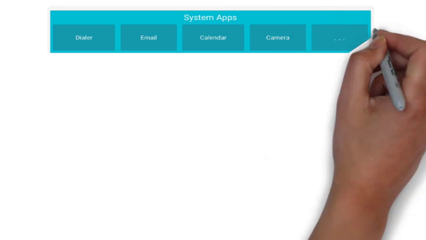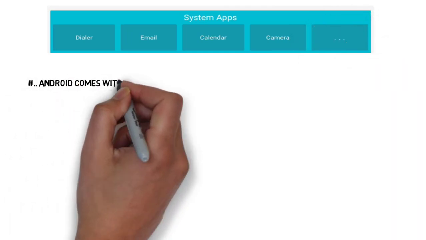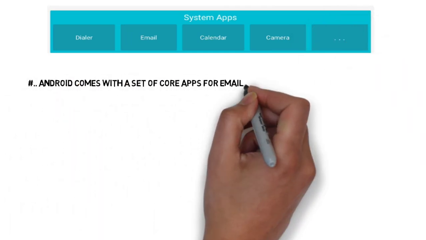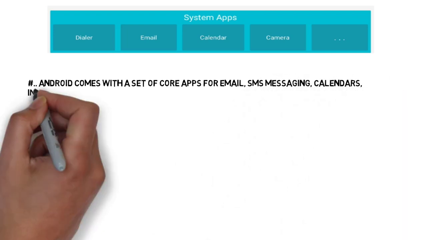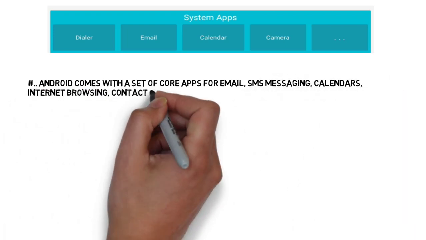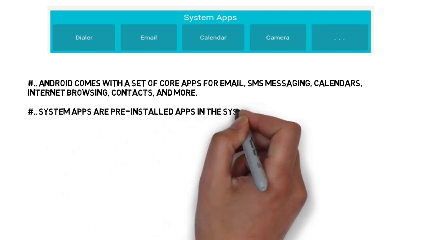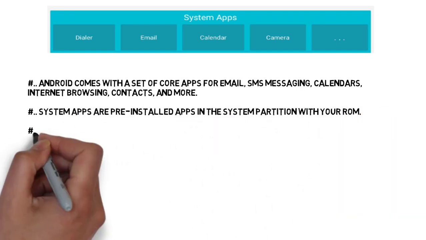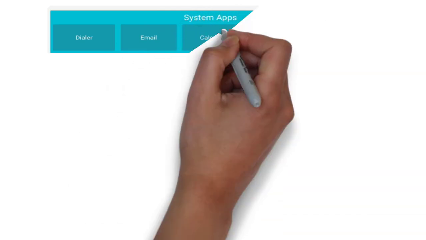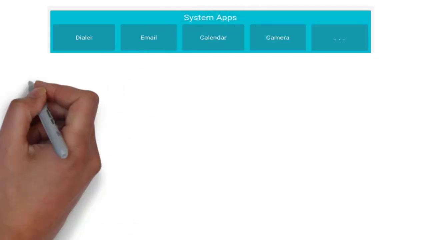Let's see the final layer of this Android platform architecture, that is system applications. This has the dialer, email, calendar, camera, and many more things. This is the top layer, the system application layer. This is the user interface layer. Let's see some important points of system applications.